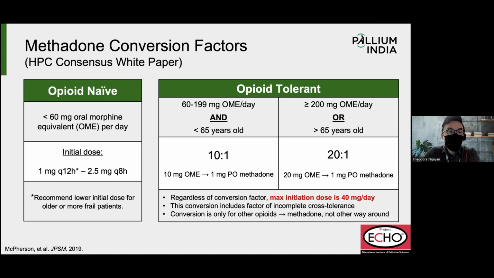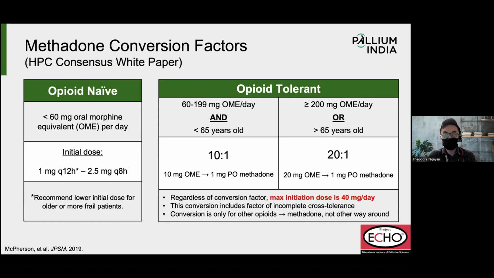So for opioid naive patients, defined as patients using less than 60 milligrams of oral morphine equivalents, which I'll continue to refer to as OMEs for simplicity, we usually recommend an initial dose of 1 milligram every 12 hours or 2.5 milligrams every 8 hours. Because this is opioid naive, you can use any of these doses. Usually we would recommend initiating a lower dose for patients that may be older or more frail, or if we have concerns of impaired hepatic function.